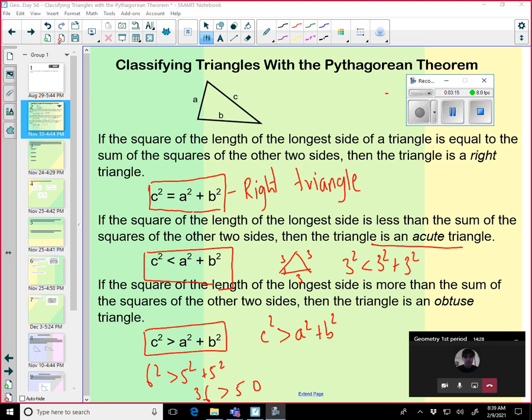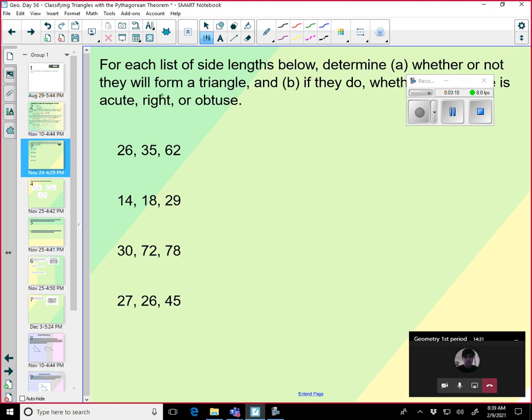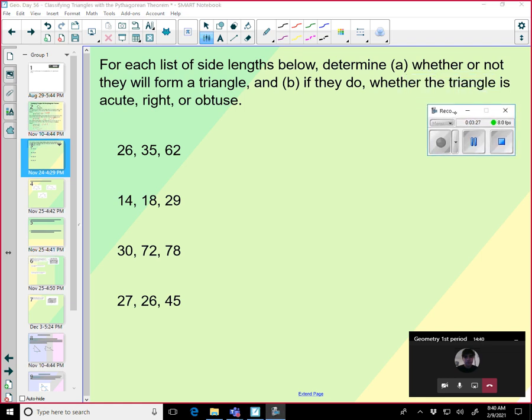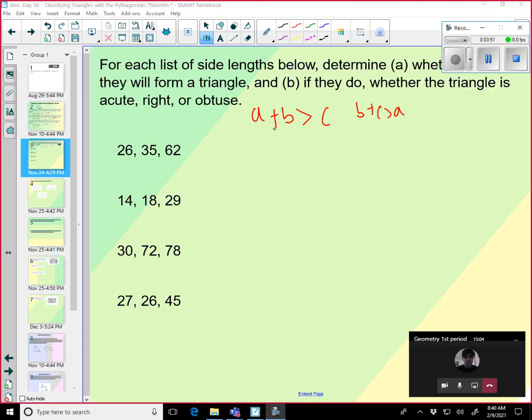Okay, let's go on to the next slide. For each list of sides below, determine whether or not they will form a triangle. If they do, determine whether the triangle is acute, right, or obtuse. To form a triangle, the sum of any two sides should be greater than the third side. A plus B should always be greater than C, B plus C should always be greater than A, and A plus C should always be greater than B. If I have three sides, then this should be satisfied.